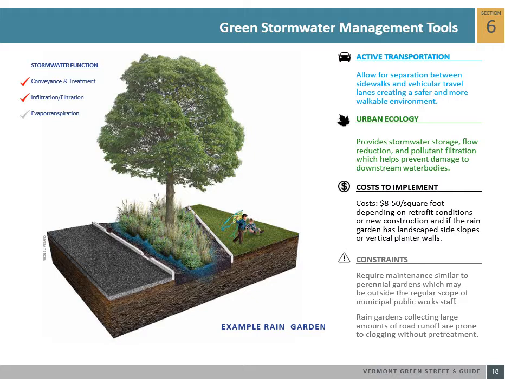Stormwater curb extensions are particularly advantageous in retrofit situations because they can be added to existing streets with minimal disturbance and can simultaneously meet other municipal goals of safety and traffic calming.